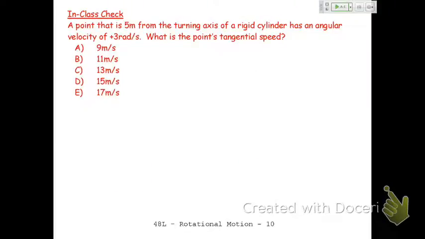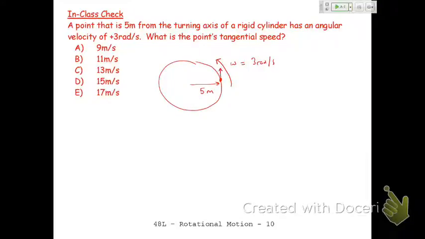A point that is 5 meters from a turning axis on a rigid cylinder has an angular velocity of 3 radians per second. What is its tangential speed? So here's my point. It is 5 meters from my turning axis. It has an angular velocity. I do my angular stuff as a curly arrow. Omega is equal to 3 radians per second. And then what is my tangential speed?